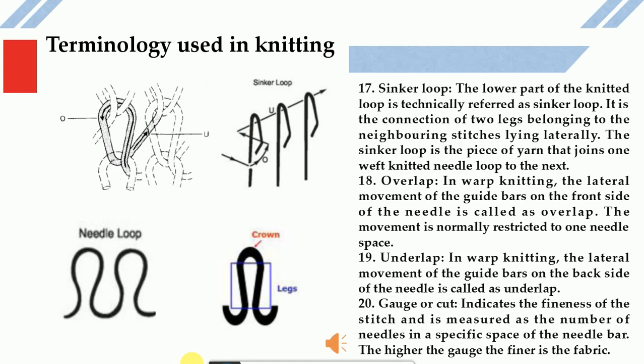called overlap. The movement is normally restricted to one needle space. 19. Underlap. In warp knitting, the lateral movement of the guide bars on the back side of the needle is called underlap. 20. Gauge or cut indicates the fineness of the stitch and is measured as the number of needles in a specific space of the needle bar. The higher the gauge, the finer the fabric.